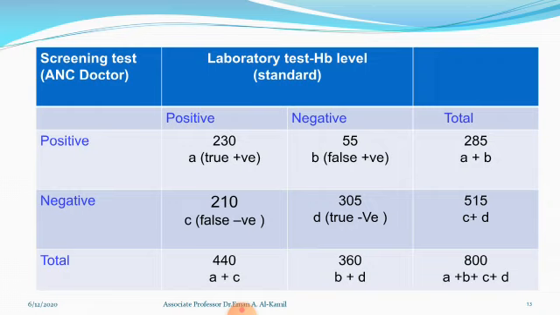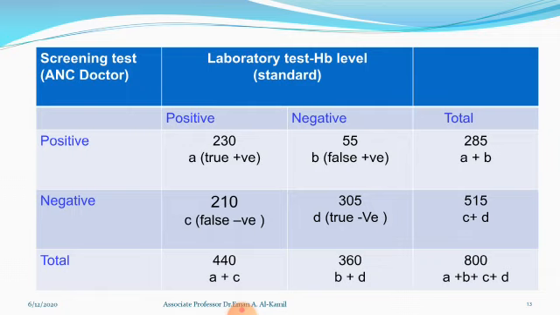So the remaining are 360. They have no anemia according to the standard test. The total are 800, while by the laboratory hemoglobin level test, 440 are diagnosed as anemic. So according to the standard test, those individuals who have a normal hemoglobin level are 360, by taking 800 minus 440. So 360 are negative, or normal, having no anemia according to the hemoglobin level.